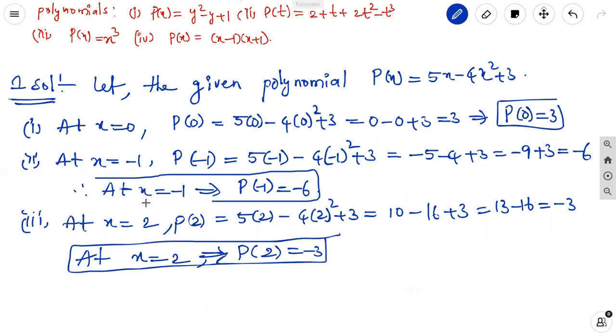So, at x equal to 0, the polynomial is 3. At x equal to minus 1, the polynomial is minus 6. At x equal to 2, the polynomial is minus 3. Next, second problem.